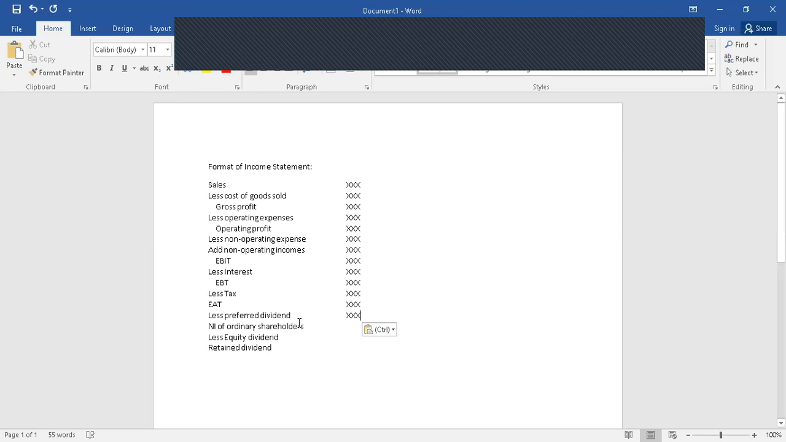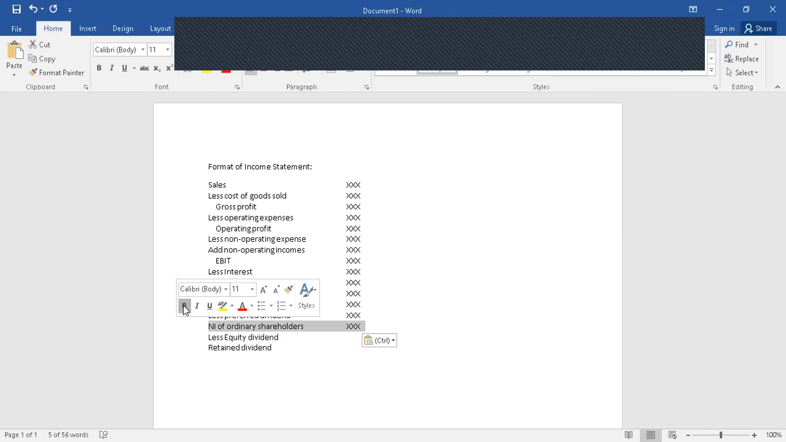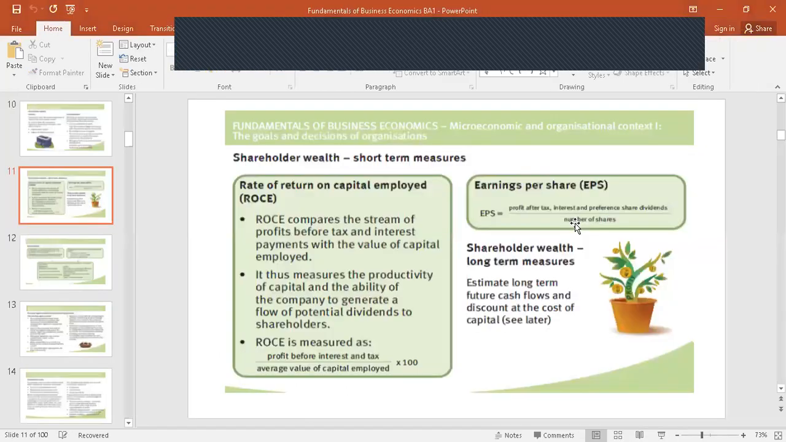Then we see what is the amount of net income available to ordinary shareholders. This is the concept: net income of ordinary shareholders, how much is available. So the total amount divided by the number of ordinary shares, or common equity shares, gives us earnings per share. EPS is equal to profit after tax, interest, and preference share dividends divided by the number of shares.